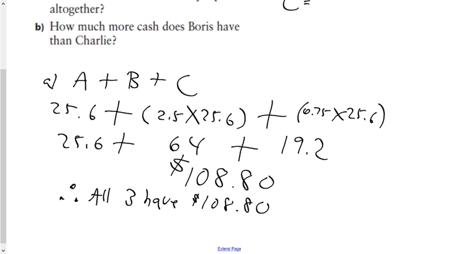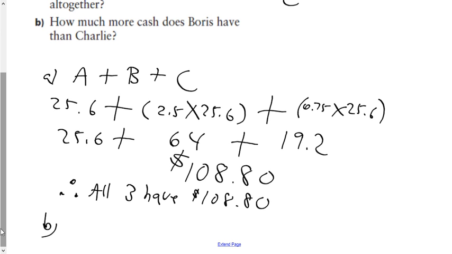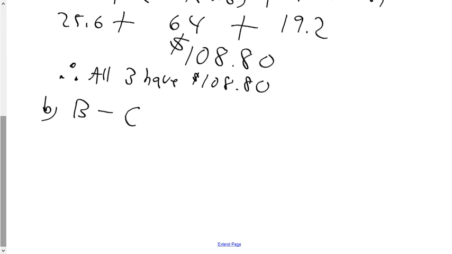B says, how much more cash does Boris have than Charlie? So if I'm finding out how much more cash Boris has than Charlie, what operation will I use for this? I'll use subtraction because I'm looking for the difference between Boris's money and Charlie's money. So if I take Boris's money, subtract Charlie's money, it will be $64 take away 19.20, or if I did that in my head and took away $20 instead, that would be 44, but that's 80 cents too much, so it's $43.